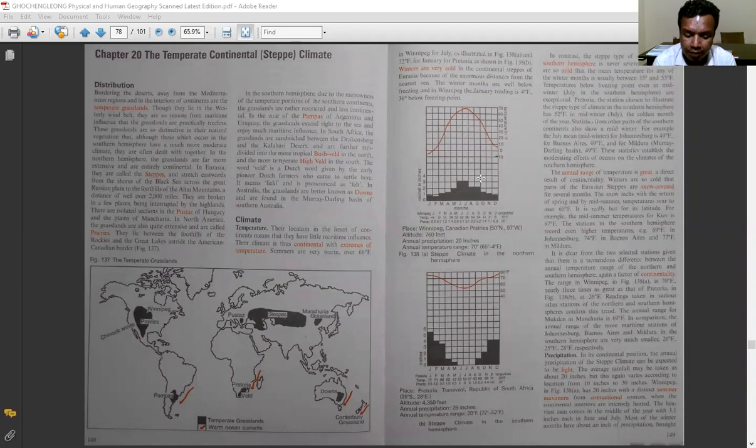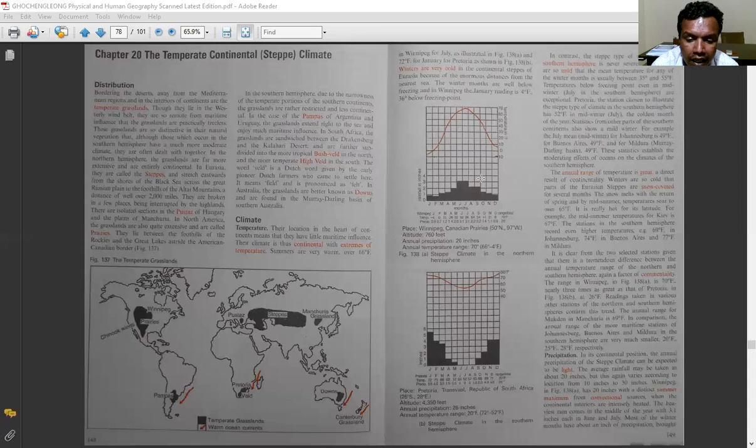Now what is the difference between savanna grasslands and steppe type of grassland is that in savanna grassland there are some birds and trees in between, there are some bushes in between. But in steppe type of grassland, for more than 4,000 to 5,000 kilometers, you will not find a single tree. And why there are no trees in the steppe type of climate?